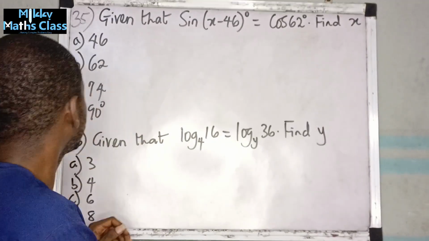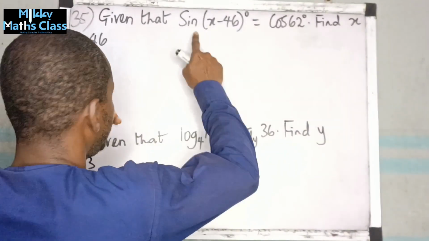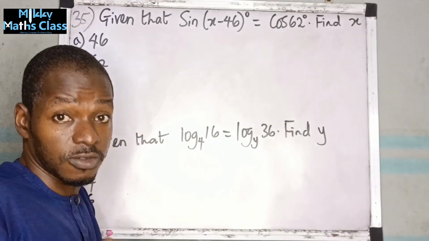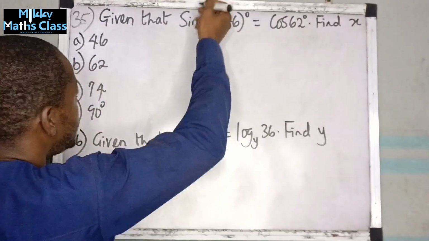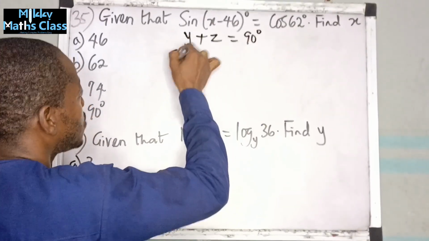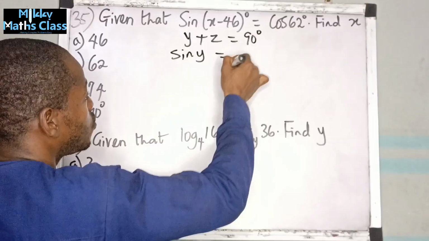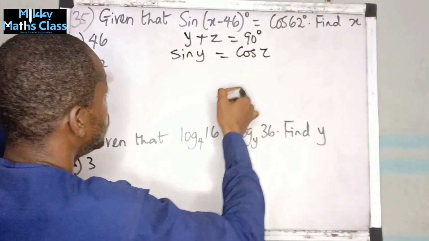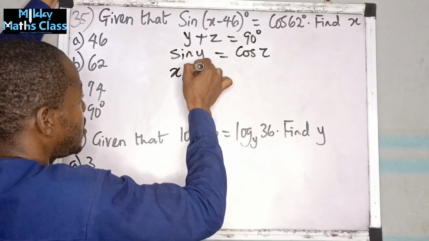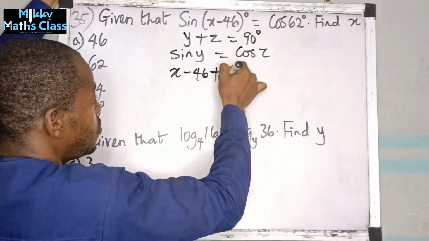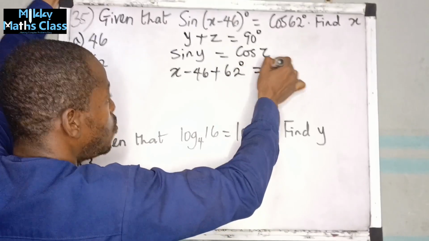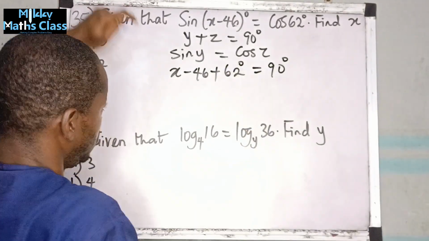Alright, let's look at question 35. It says, given that sine (x minus 46) equals cos 62 degrees, find x. So from here, we know that y plus z equals 90 degrees for complementary angles. So it follows that sine y equals cos z. That means x minus 46 plus 62 degrees will give us 90 degrees.